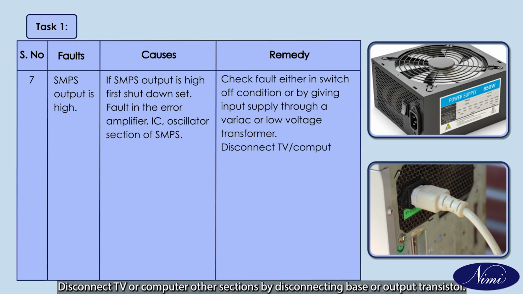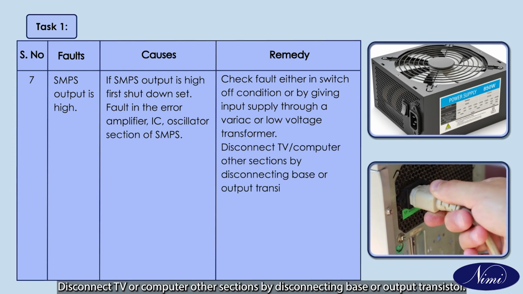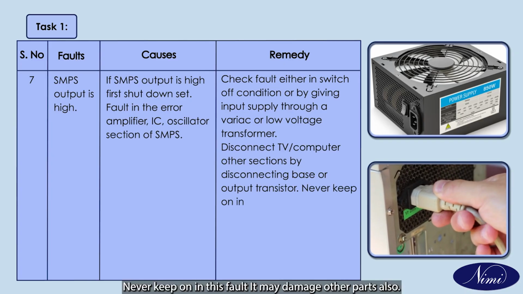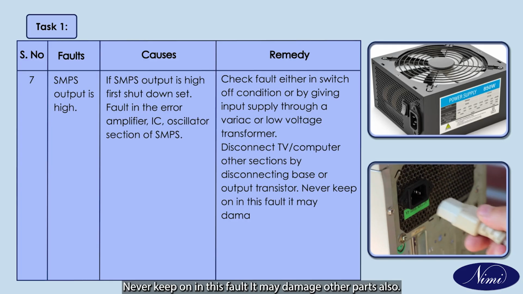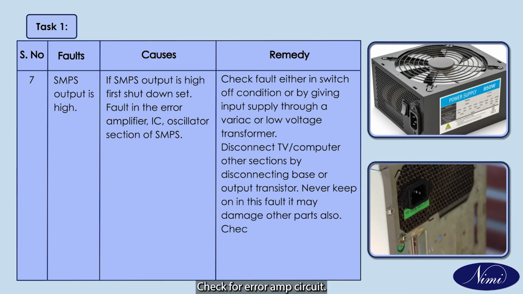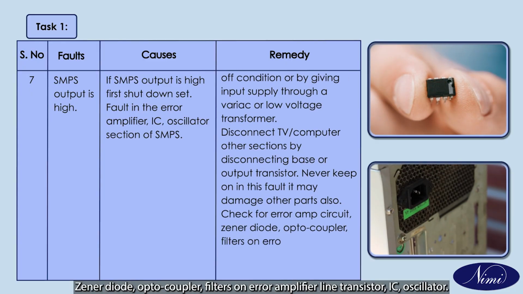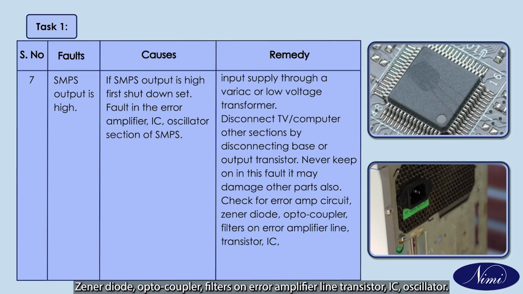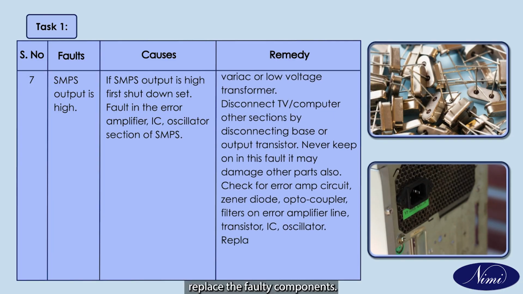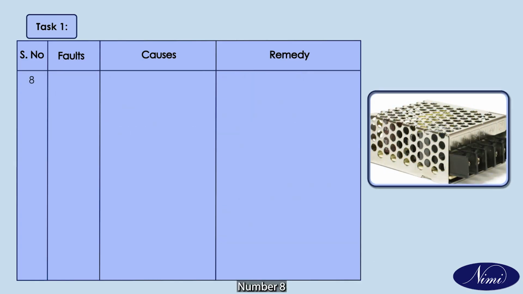Disconnect the other sections of the TV or computer by disconnecting the base or output transistor. Never keep it on in this fault. It may damage other parts also. Check the error amplifier circuit, Zener diode, optocoupler, filters on the error amplifier line, transistor, IC, and oscillator. Replace the faulty components.